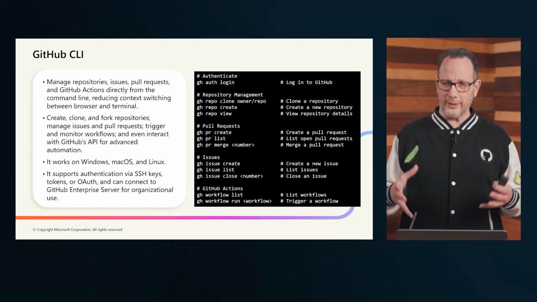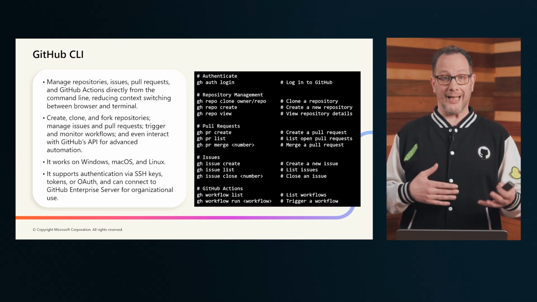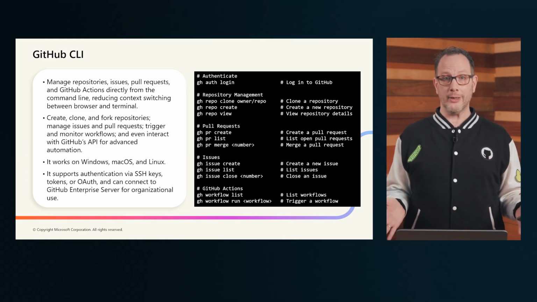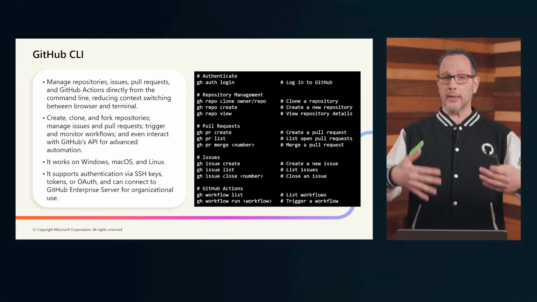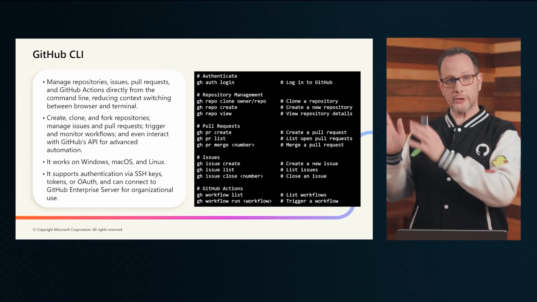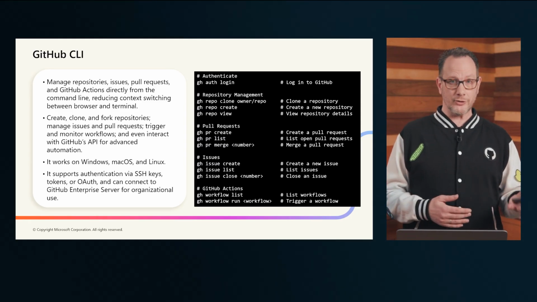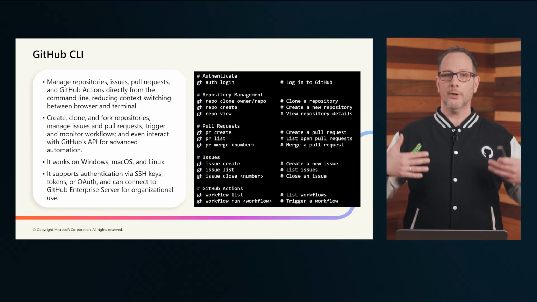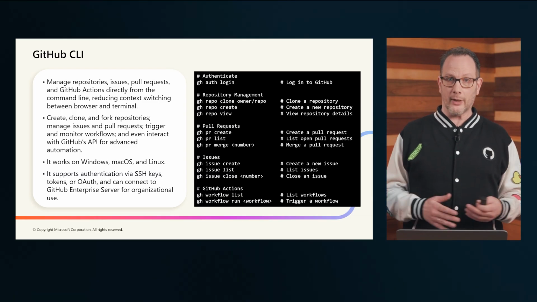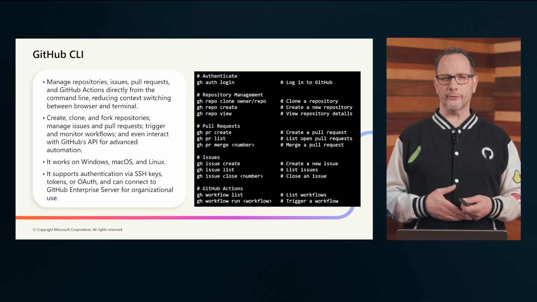This is incredibly powerful for DevOps engineers who want to script common tasks or integrate GitHub operations into automation pipelines. The CLI also works consistently across Windows, macOS, and Linux, and it supports secure authentication methods like SSH and OAuth. If you're working in that enterprise environment, it can even connect to your on-premises GitHub Enterprise server.